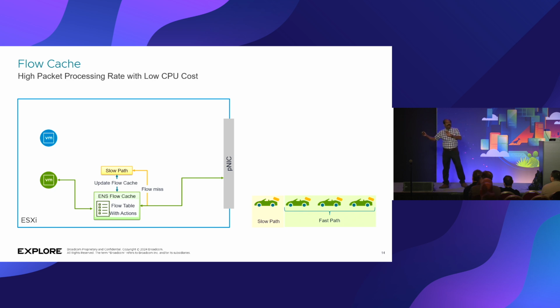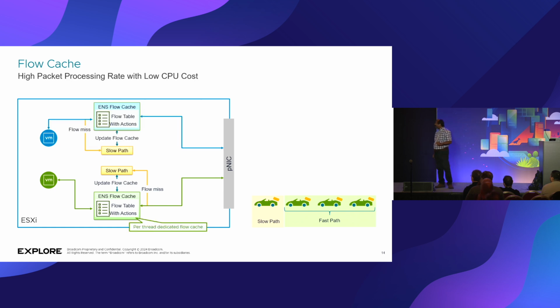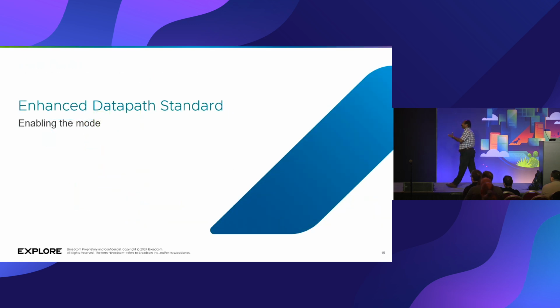We have flow cache both coming into the system and also going out of the system, and this flow cache is actually per thread. So it also avoids some locking contentions and stuff like that, which was part of the problem with the current standard data path. These three are basically the main core elements that help you get this high performance with the enhanced data path stack. With that, how do you enable this mode?